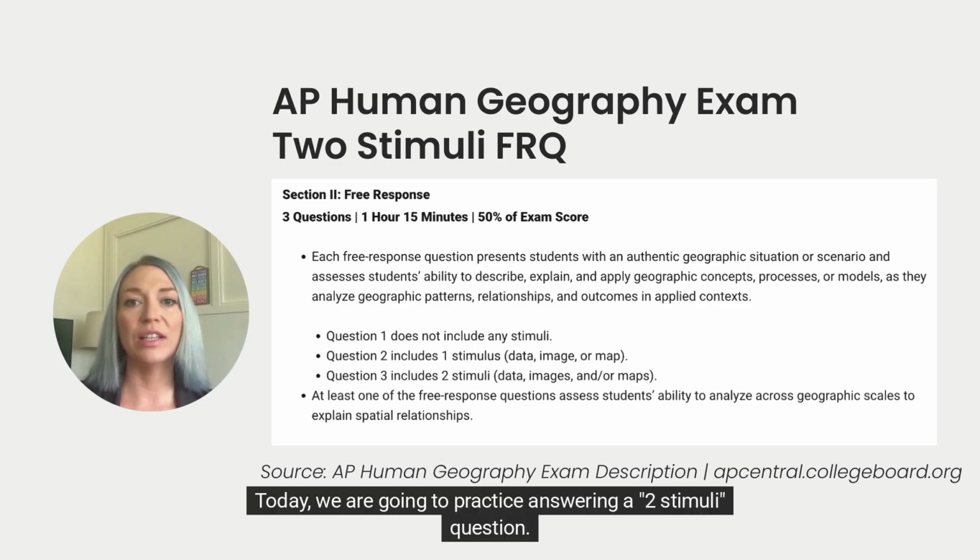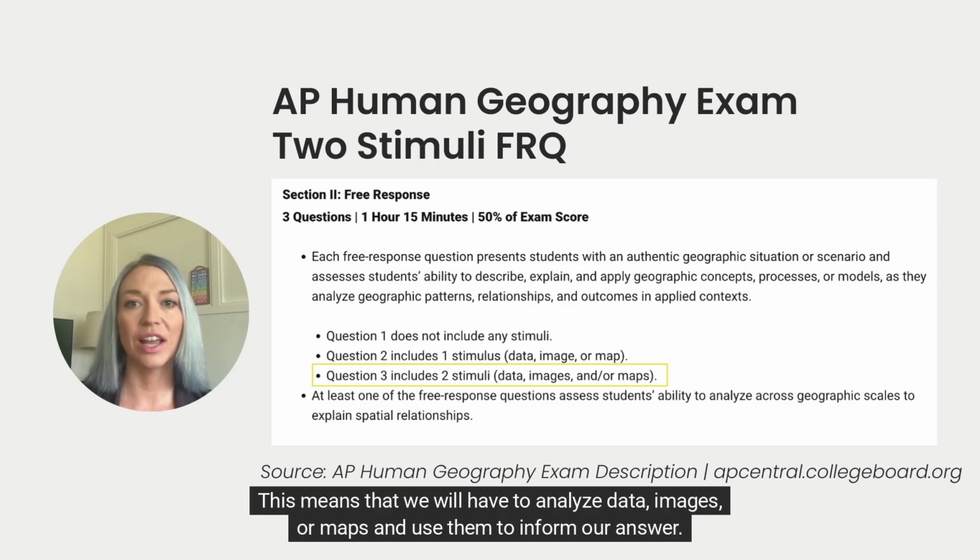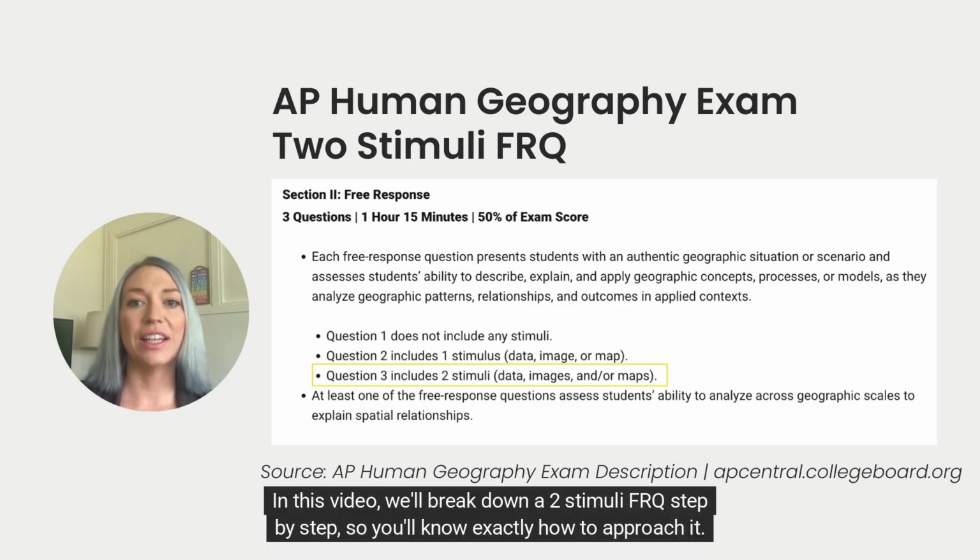Today, we are going to practice answering a two-stimuli question. This means that we will have to analyze data, images, or maps and use them to inform our answer. In this video, we'll break down a two-stimuli FRQ step by step so you'll know exactly how to approach it.